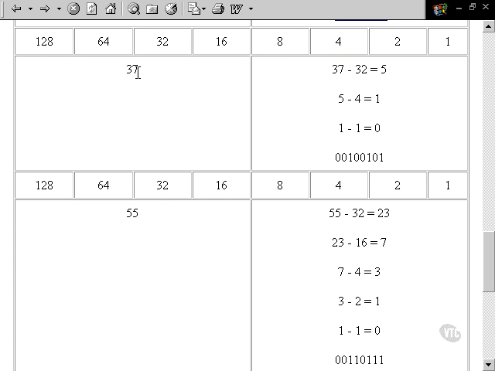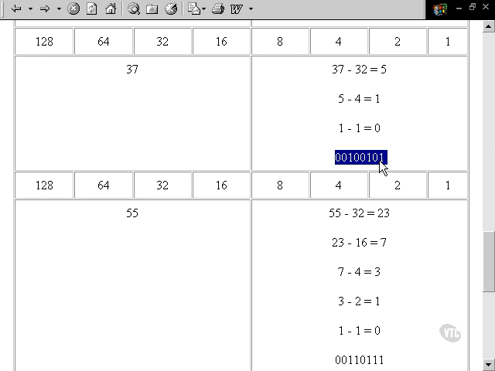Next one, 37. The highest we can subtract from here is 32. That gives us a remainder of 5. We can't subtract 16 from 5. We can't subtract 8 from 5, but we can subtract 4. 5 minus 4 gives us 1. We can't subtract 2 from 1, but we can subtract 1 from 1. So the numbers that we subtracted from it were 32, 4, and 1.